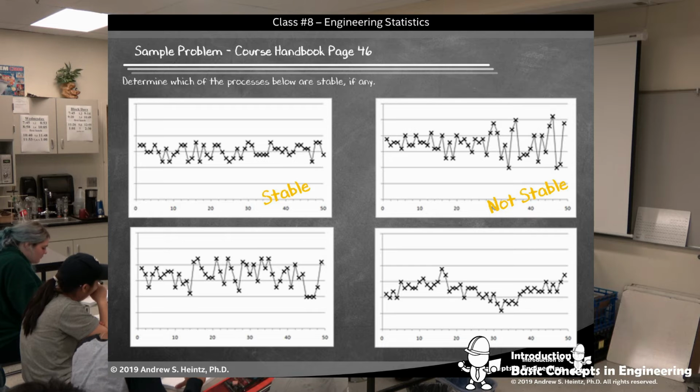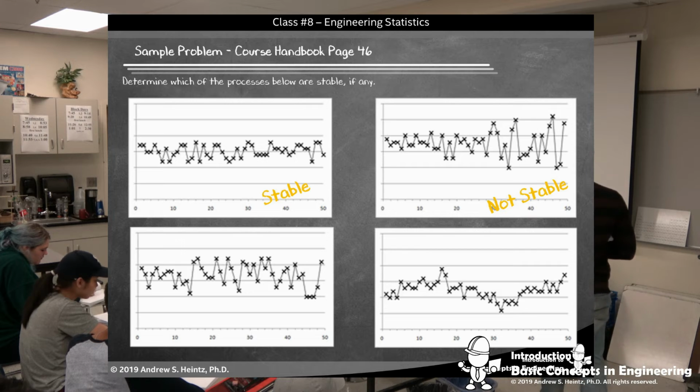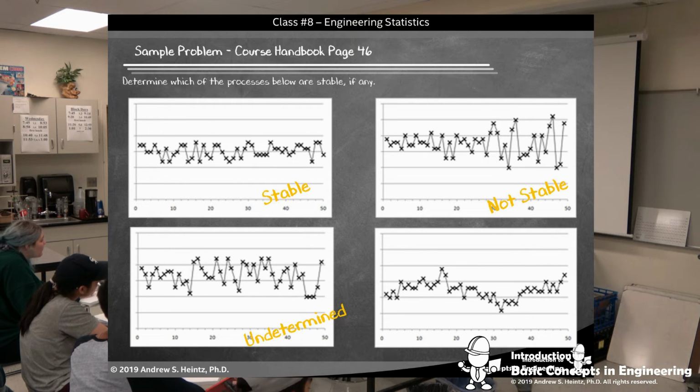All right, J-Rom, how about this one? C. I would say, I don't know, I was guessing unstable because it seems like it's all over the place. Okay. So this one, and I picked on you because this one's undetermined. I couldn't tell from this one whether it was stable or unstable.